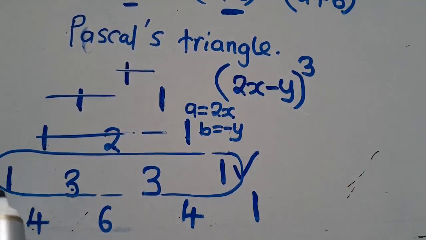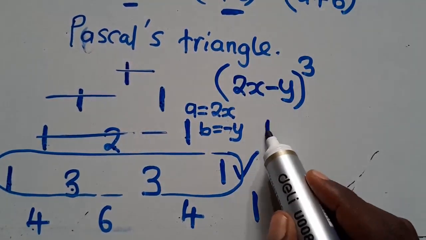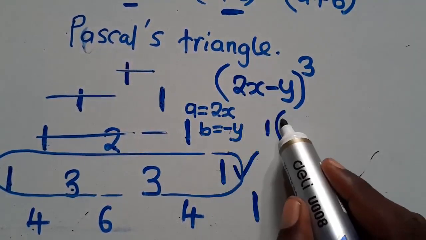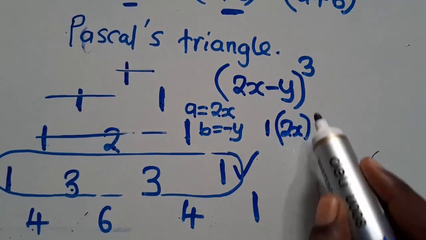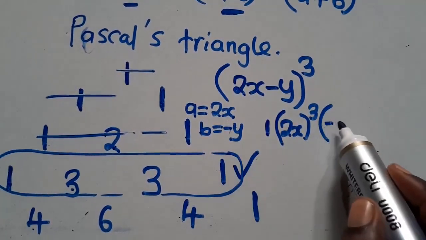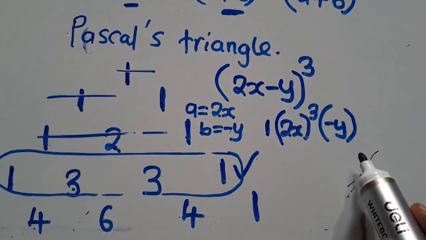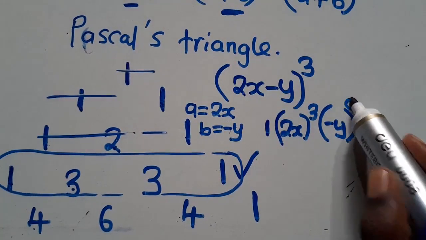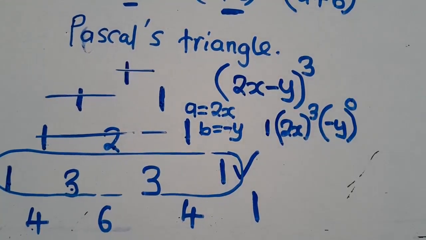Then we are going to get these coefficients. The first coefficient is 1. So I'm going to say 1 there. Then I put A, which is 2x, raised to the power 3. Then my B is negative y. I'm saying that this one is increasing, so it will start with power 0.